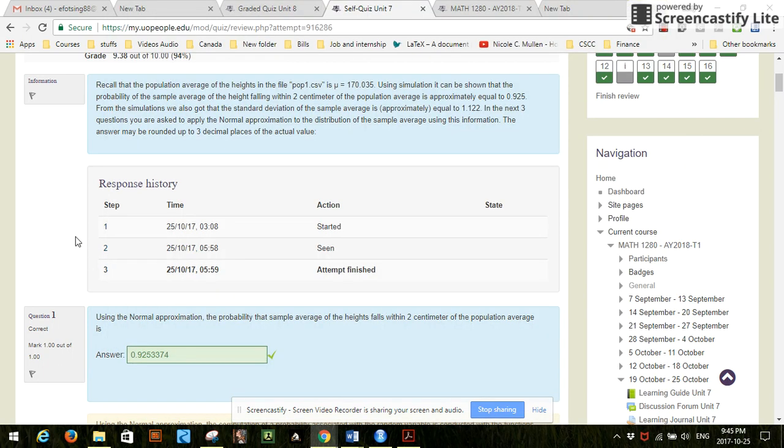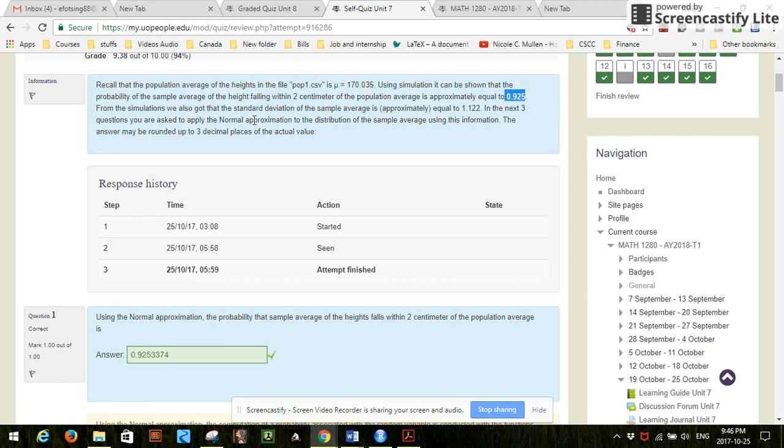So the first question recalls population1.csv, where we have a mean given to us. What we want to identify here is a simulation of the probability that the sample falls within 2 centimeters of the population average. That's the simulation that needs to happen. So here you're saying that the probability is approximately 0.925.